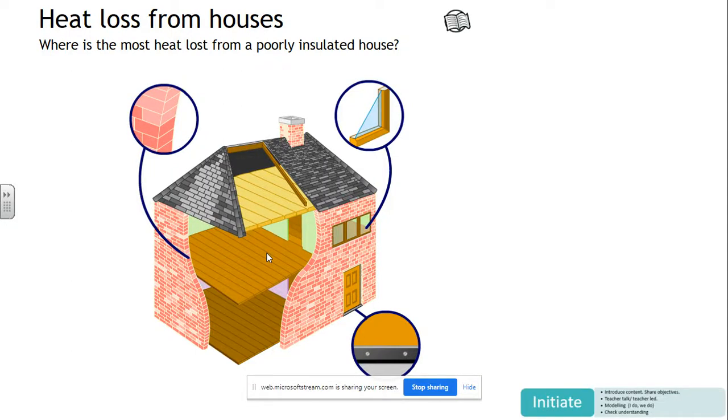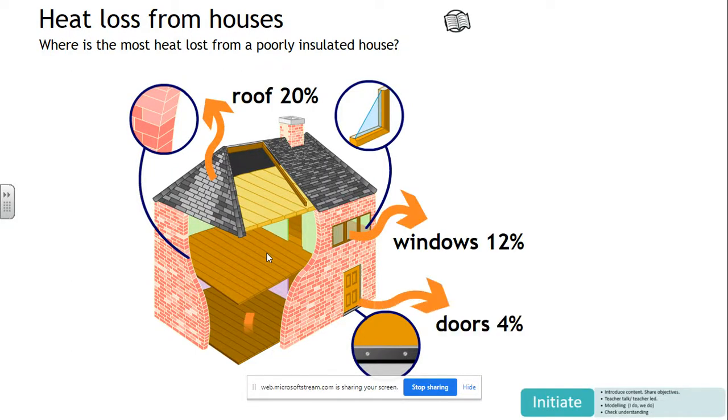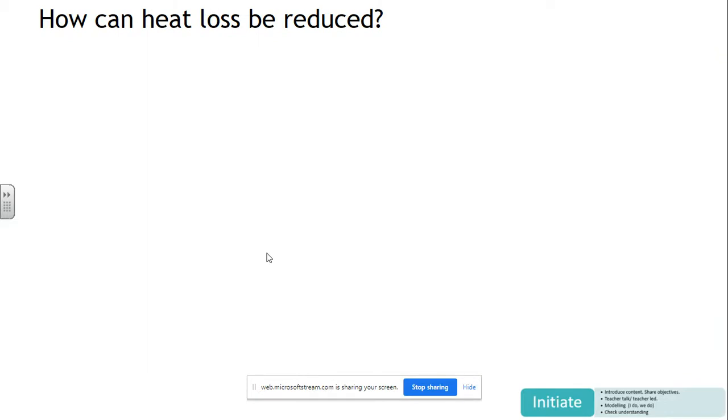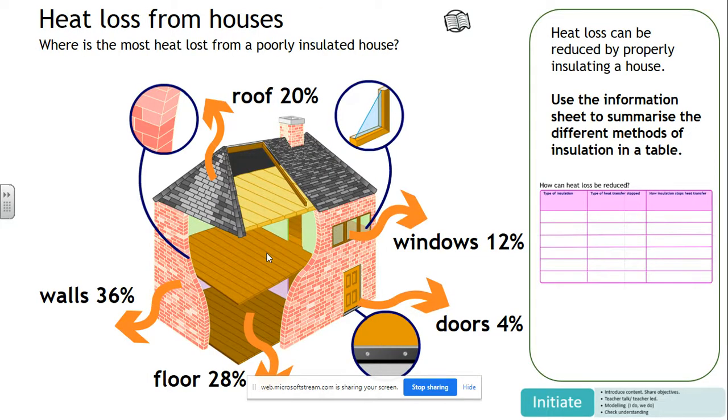Now then, over the next few slides, I'm going to talk through very, very quickly. But if you've got access to this, you can access the actual PowerPoint, because what you're going to be doing is creating a table of information about the ways we can insulate houses, what they actually do in stopping heat transfer, whether it's conduction, convection, or radiation, and how they actually work. Okay, so the table is there minimized in the right hand of the screen, and it looks like this.